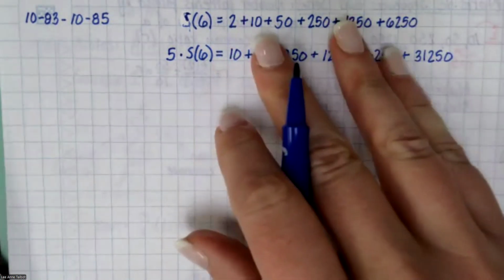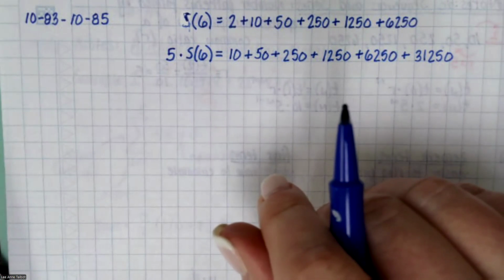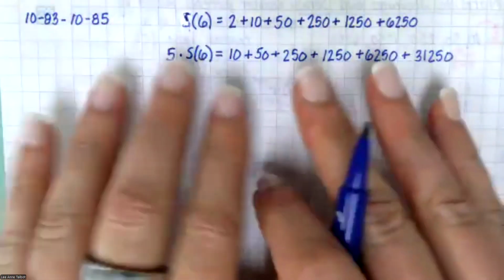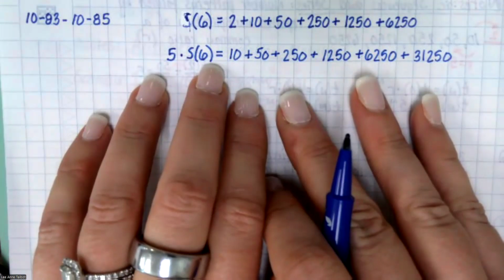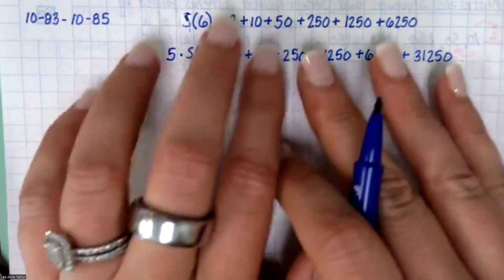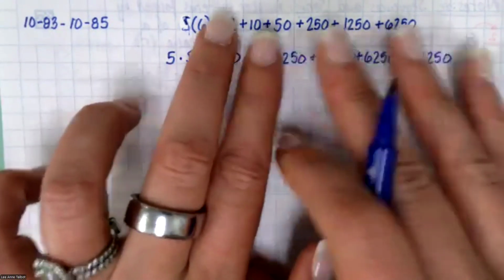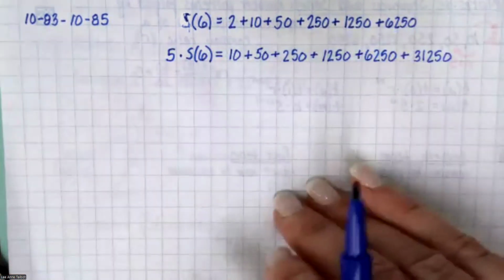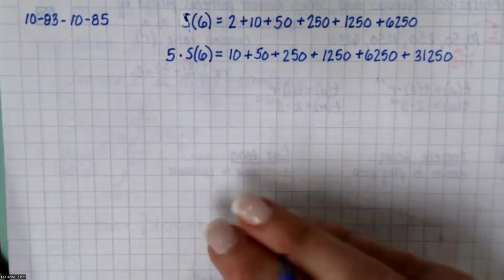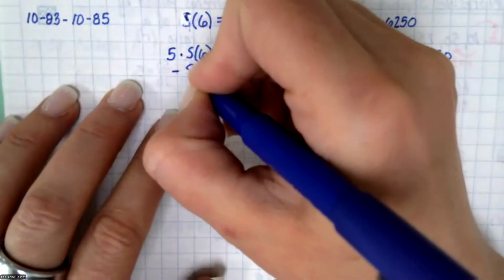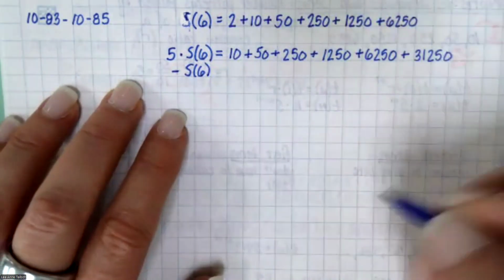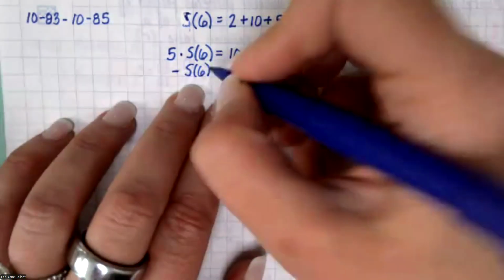So I'm just taking these numbers up here and multiplying them by 5. What I want you to see is that I shifted the whole series up one spot. Can you guys tell? I took this whole series and shifted it up one term. That's what happens when you multiply by the multiplier. And now what I'm going to do is subtract the original series from it.